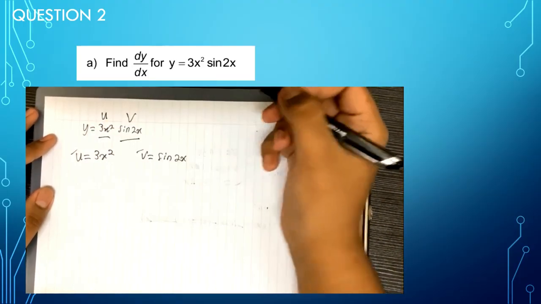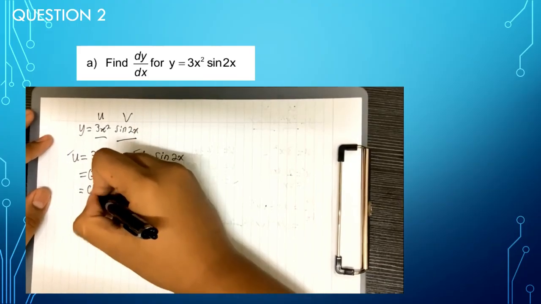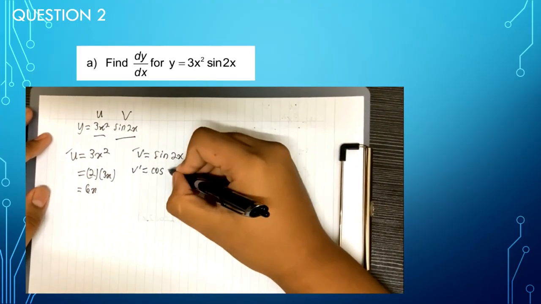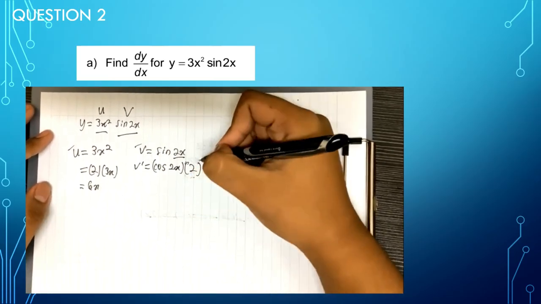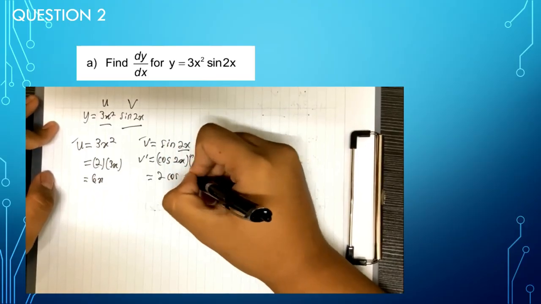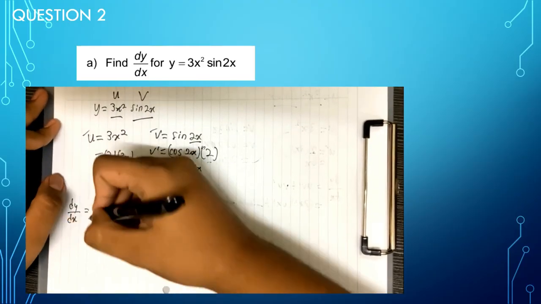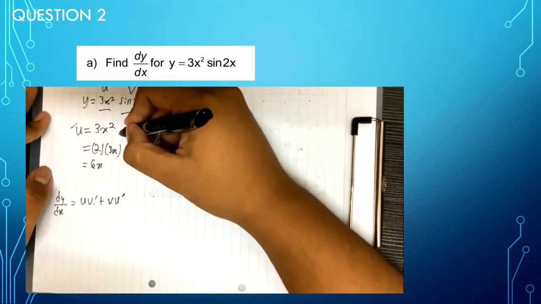Then you need to differentiate each one first. For u, you get 2 multiplied by 3x, so you get 6x. And for v, you change sine to cos, copy the 2x, and then differentiate the inside, and you get 2 cos 2x. The product rule formula is dy over dx equals u v prime plus v u prime. You just use the cross multiplication.